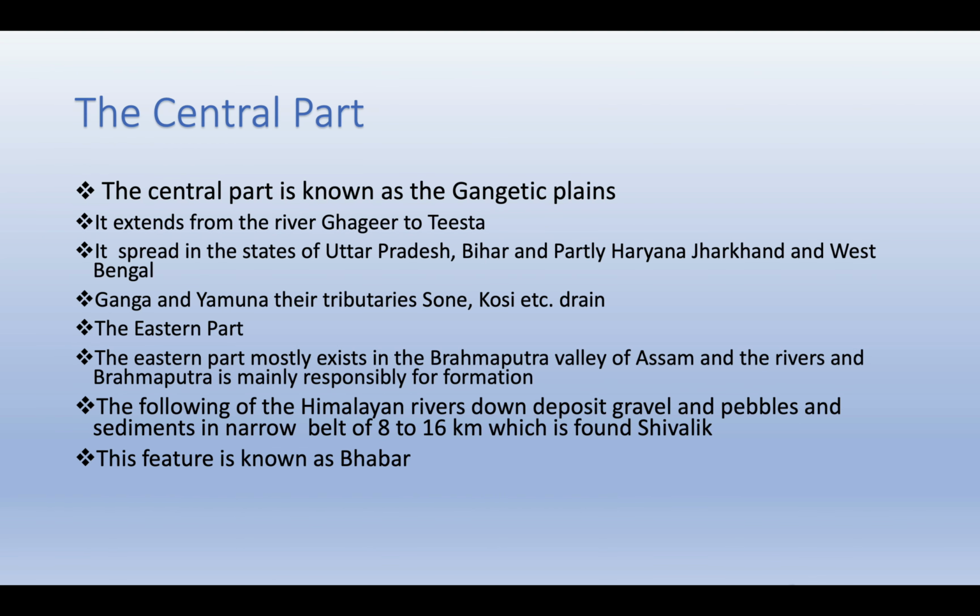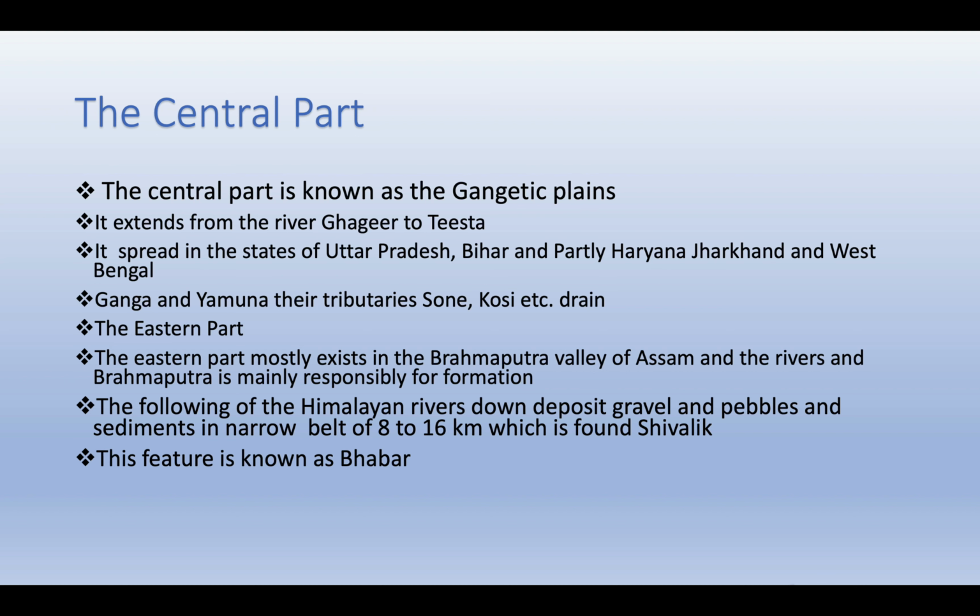Next is the central part. The central part is known as the Gangetic Plains. It extends from the river Ghaggar to Teesta. It is spread across the states of Uttar Pradesh, Bihar and partly Haryana, Jharkhand and West Bengal. The Ganga and Yamuna, their tributaries Sone, Kosi, etc., drain the eastern part.